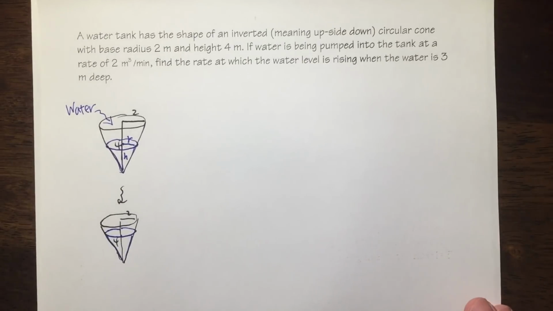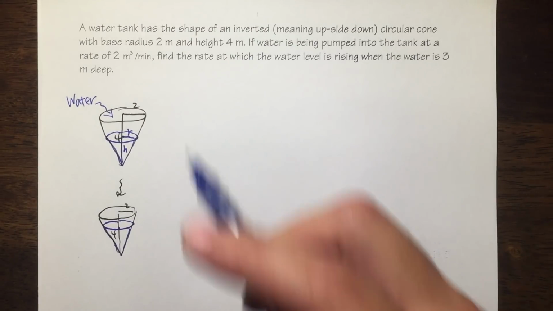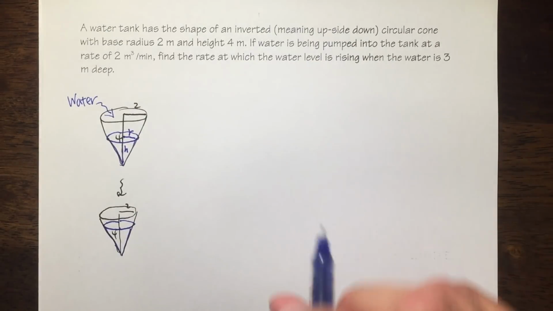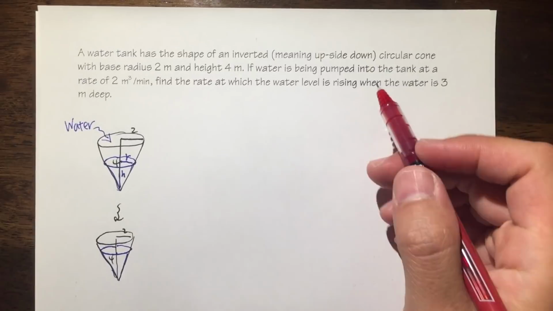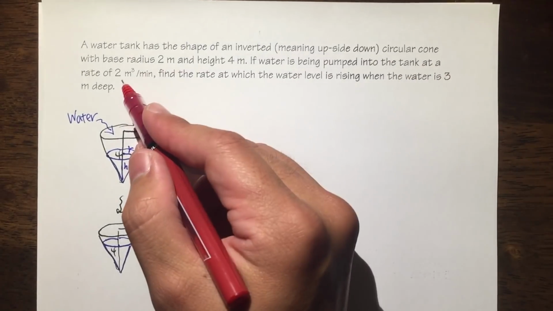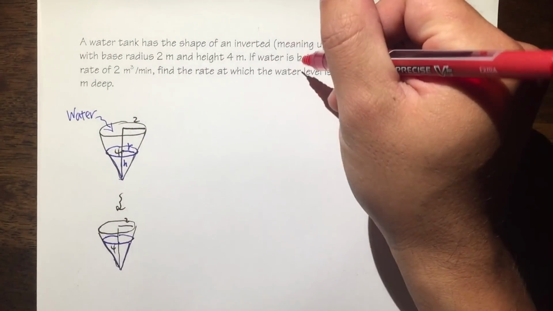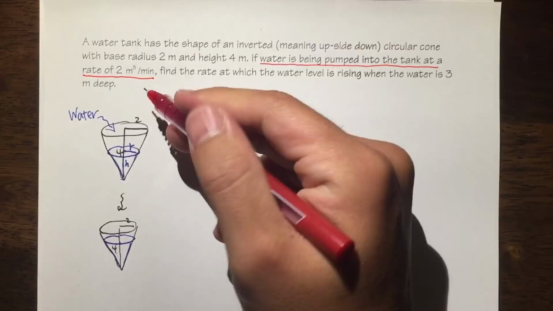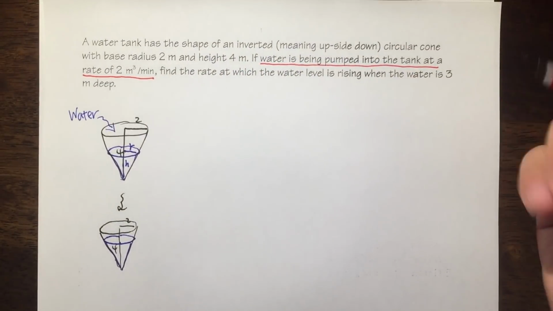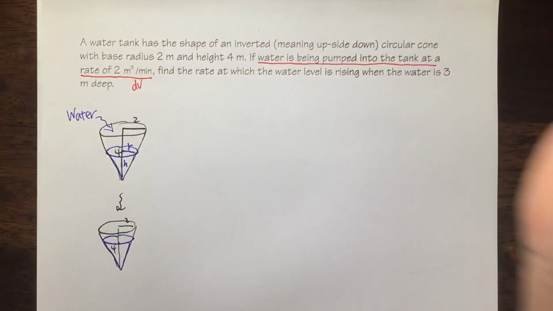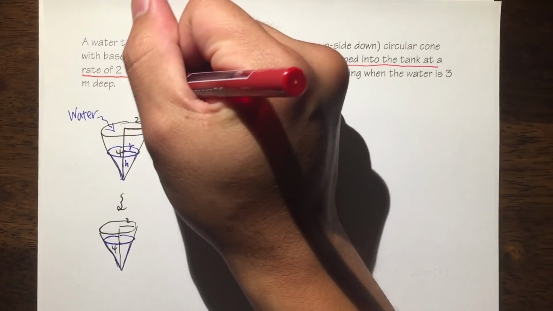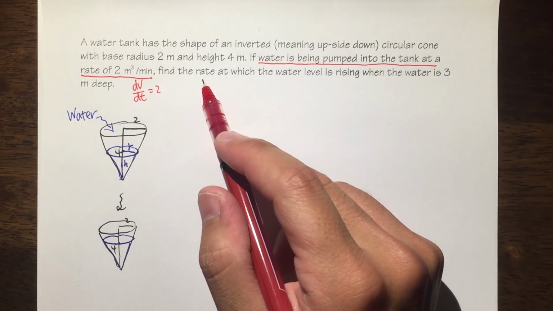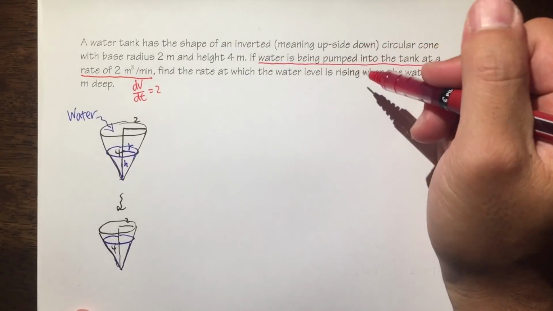Now let's go back to the question and grab information. Well, we used the 2 and 4 right here already, so that's pretty much it. But it says the water is being pumped into the tank at a rate of 2 meter cube per minute. So here, let's write this down. This is telling us how much water is going into the tank. That's the volume. So I'll put down dV, because it says we have the rate. dV/dt is 2.